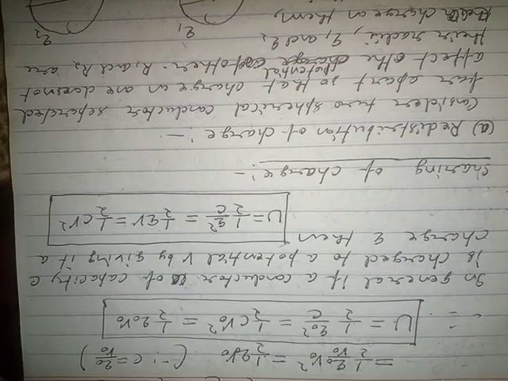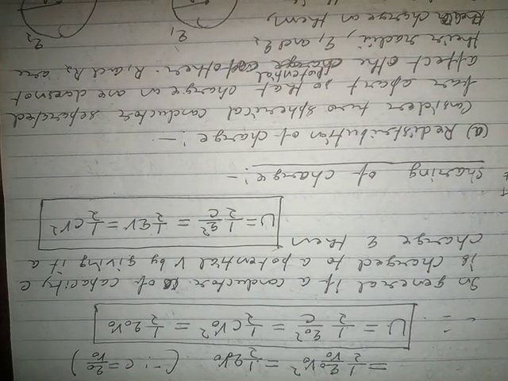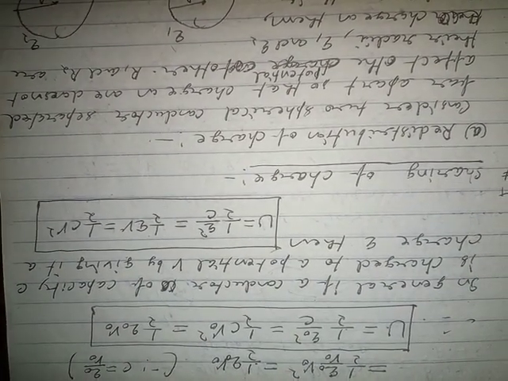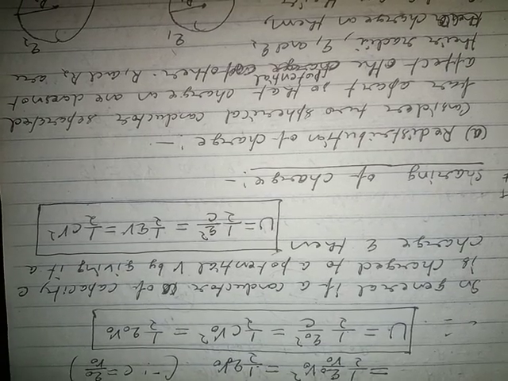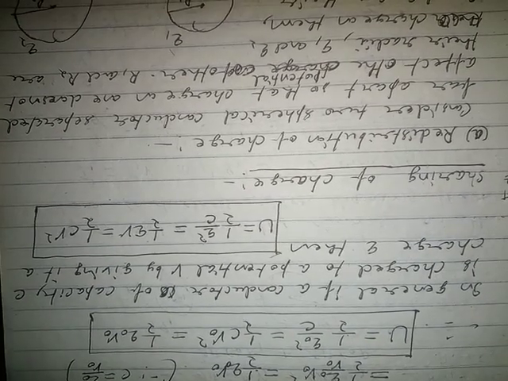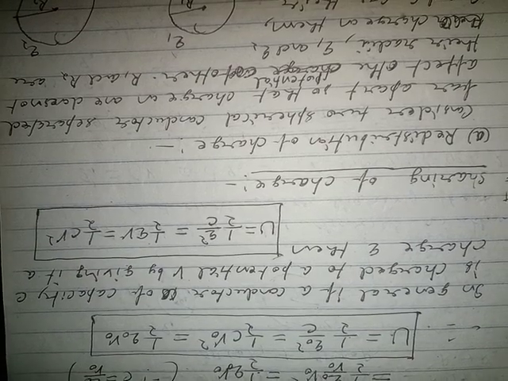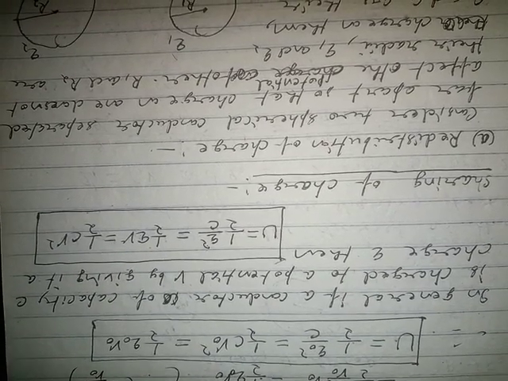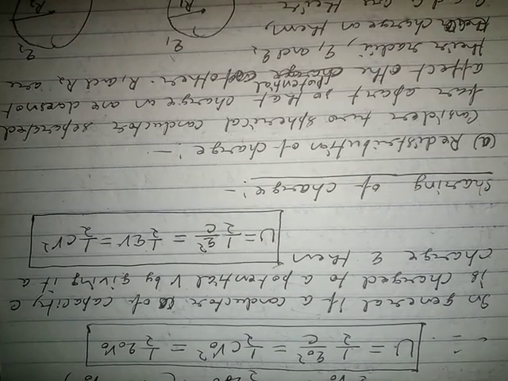In general, if a conductor of capacity C is charged to a potential V by giving it a charge Q, then we write the formula as U equals Q square by 2C equals 1 by 2 QV, or equals 1 by 2 CV square.